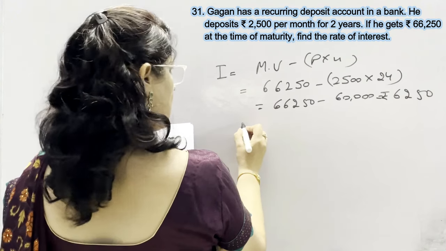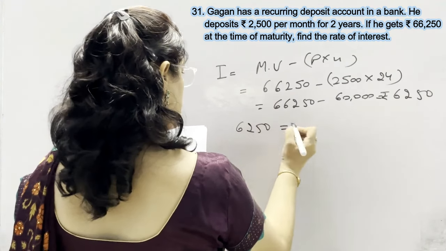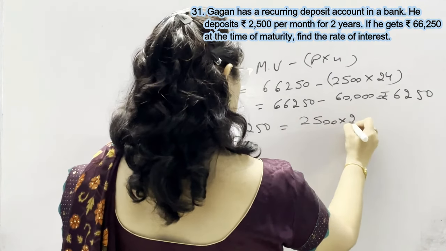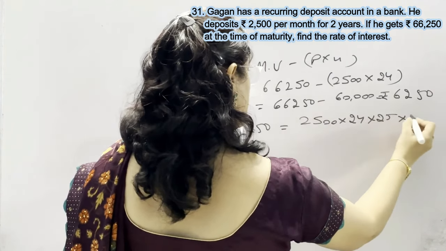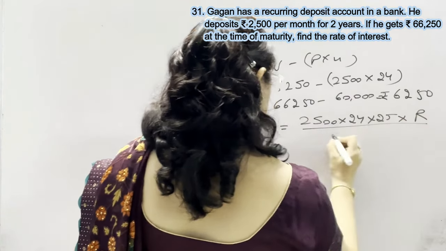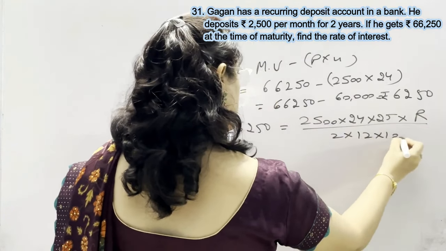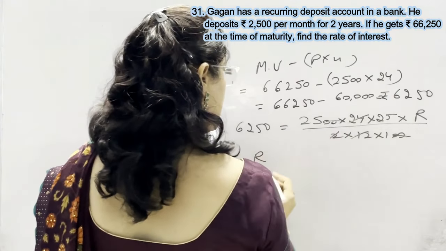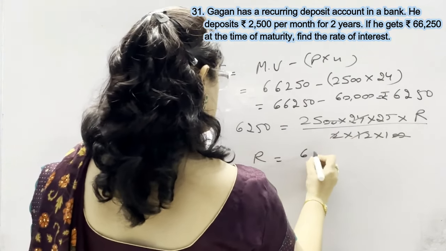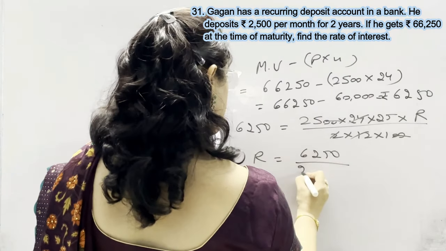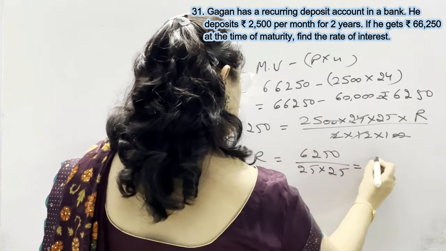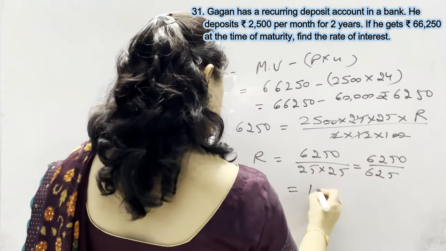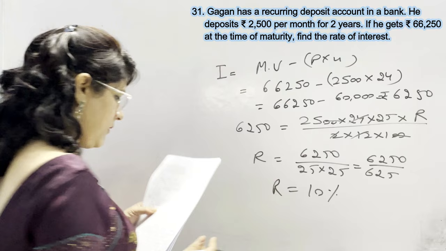Now I means this much, 6250, is equal to P into N plus 1 into rate, we need to calculate, then 2 into 12 into 100. The value of R is 6250 divided by 25 into 25. 6250 divided by 625. It means 10% is the rate.